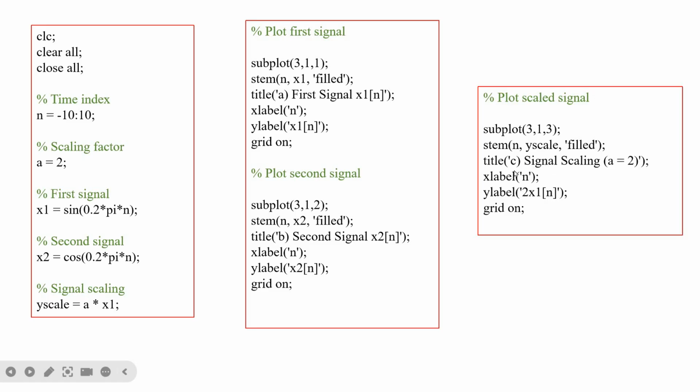Then the title of this third is signal scaling. We are using alpha equal to, or A equal to 2, as the scaling factor. X label is n. Y label is the amplitude of the y axis for the scaled version. That is, it is double because we are multiplying the first signal by 2. Then grid on for better visualization.